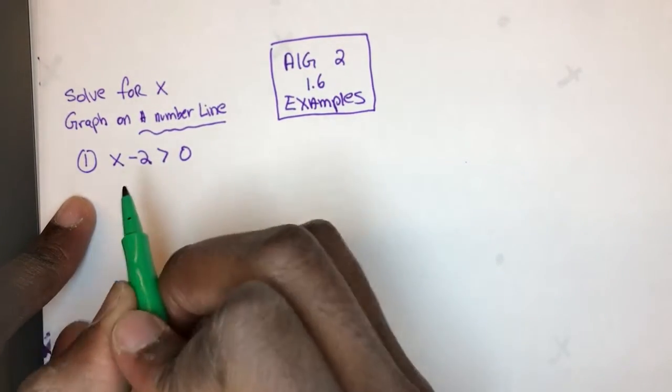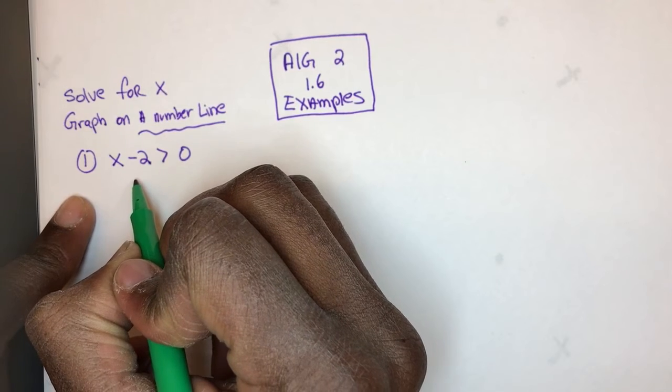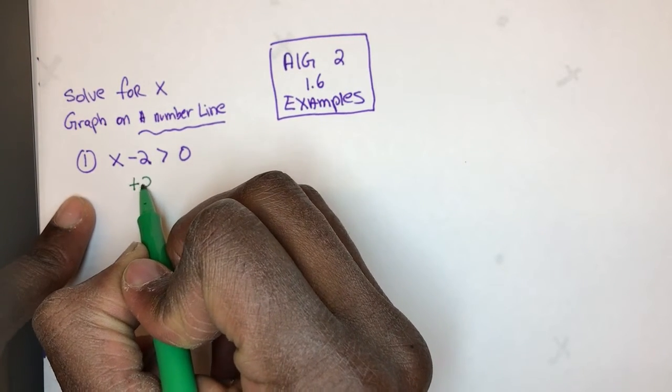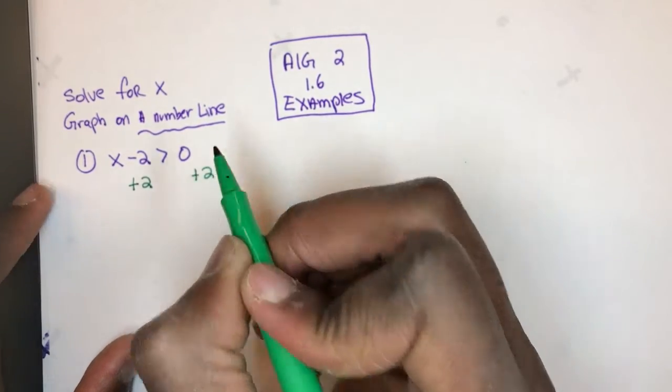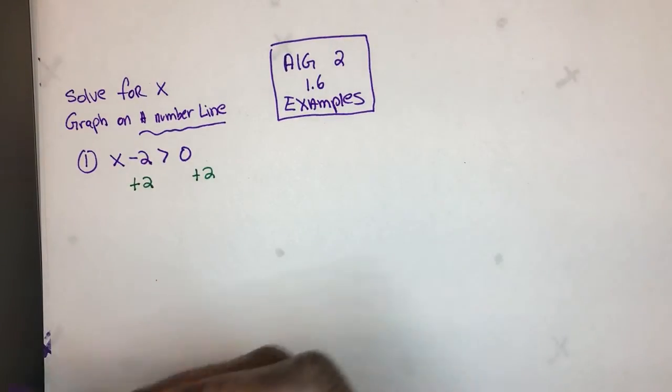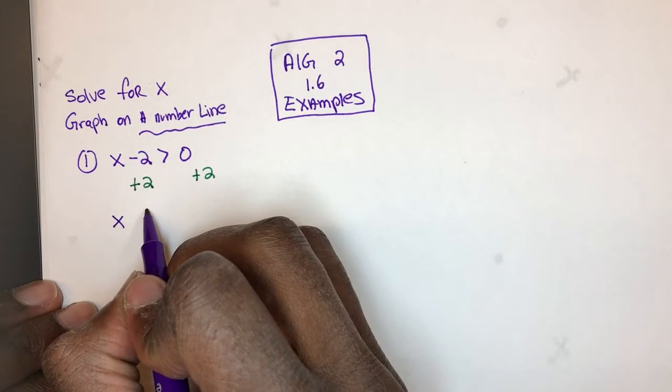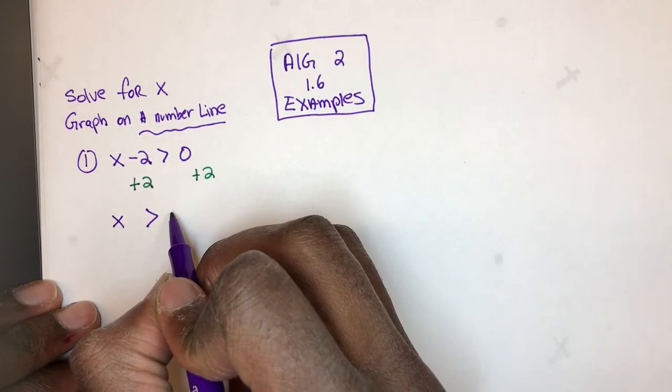I notice I have a negative 2 here. I need to do the opposite of whatever the sign says. So I'm going to add 2 to one side. What I do to one side, I must do to the other. So now I have x is greater than positive 2.